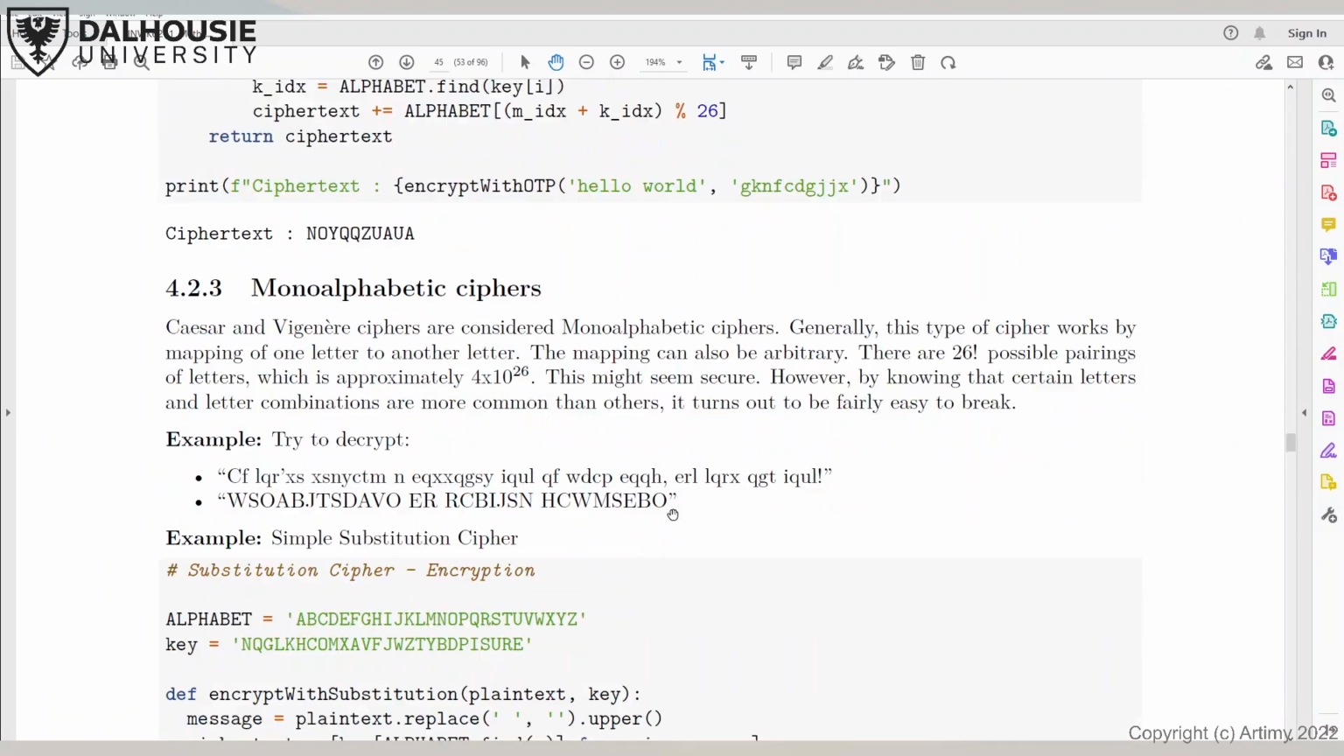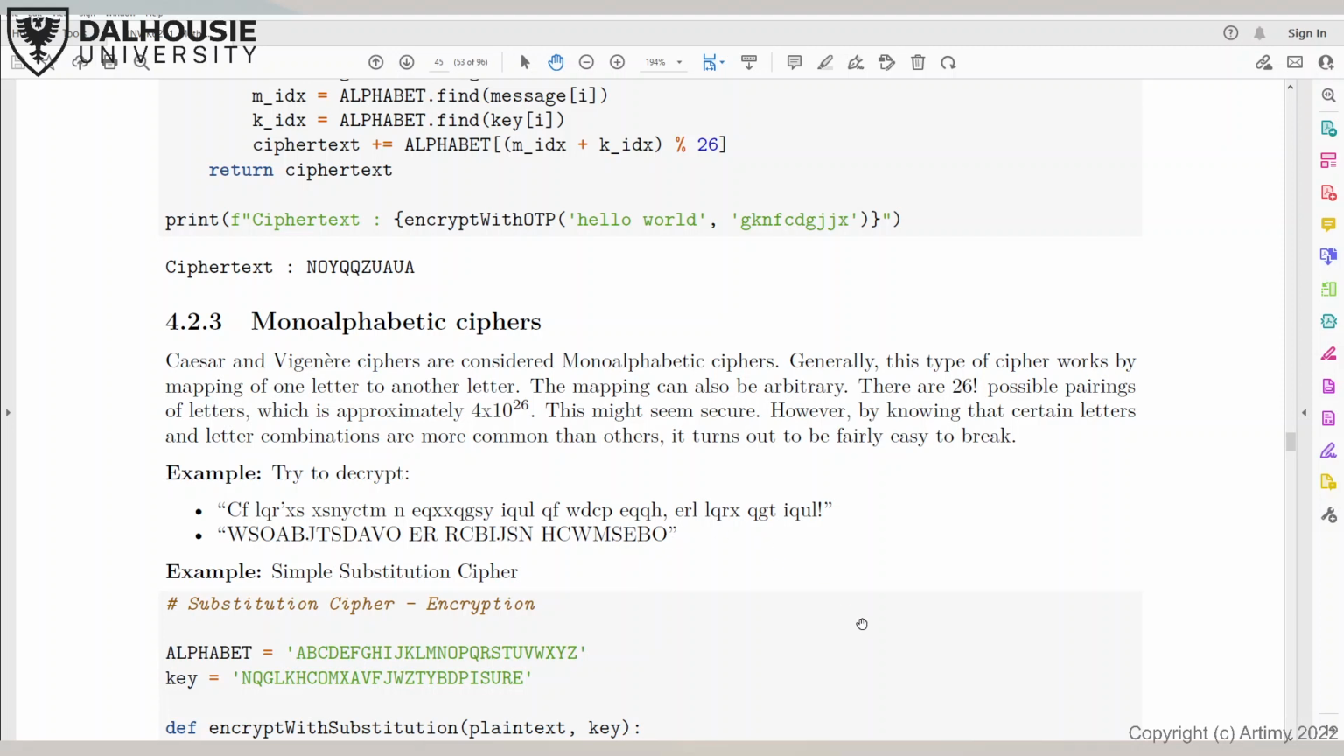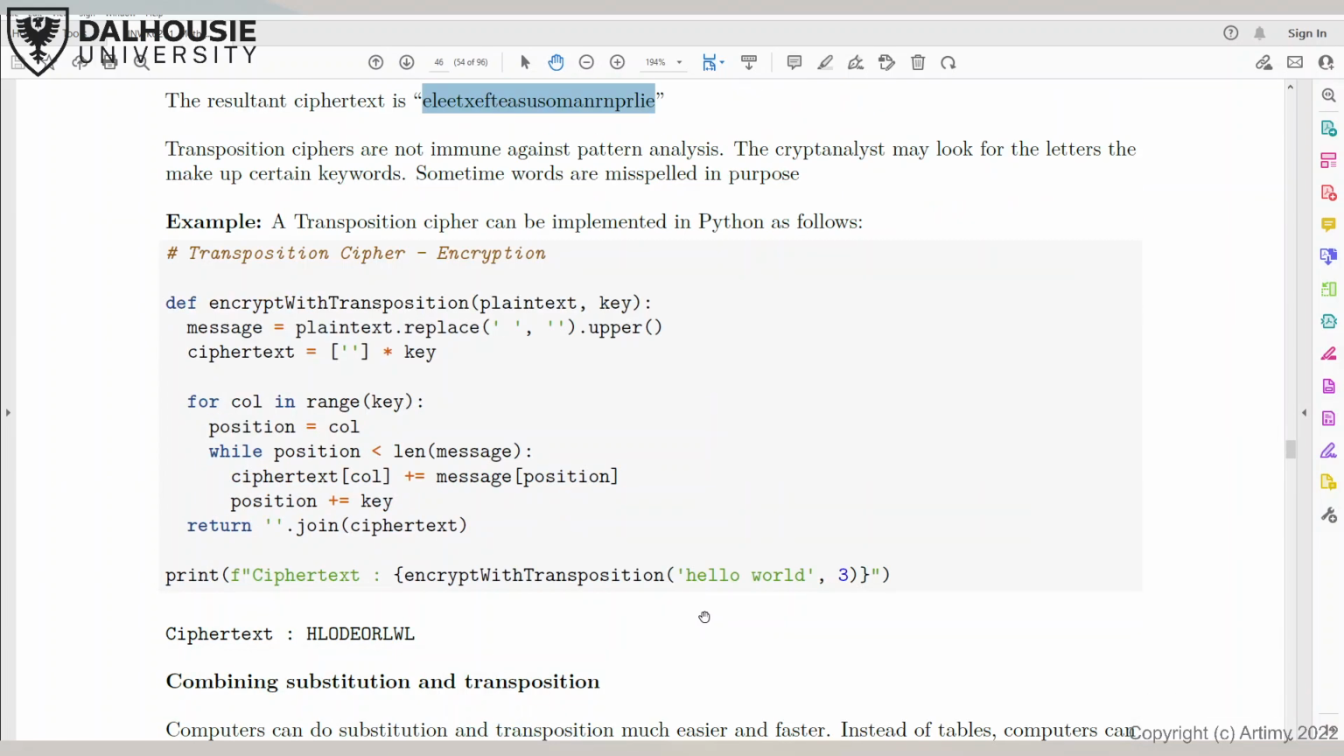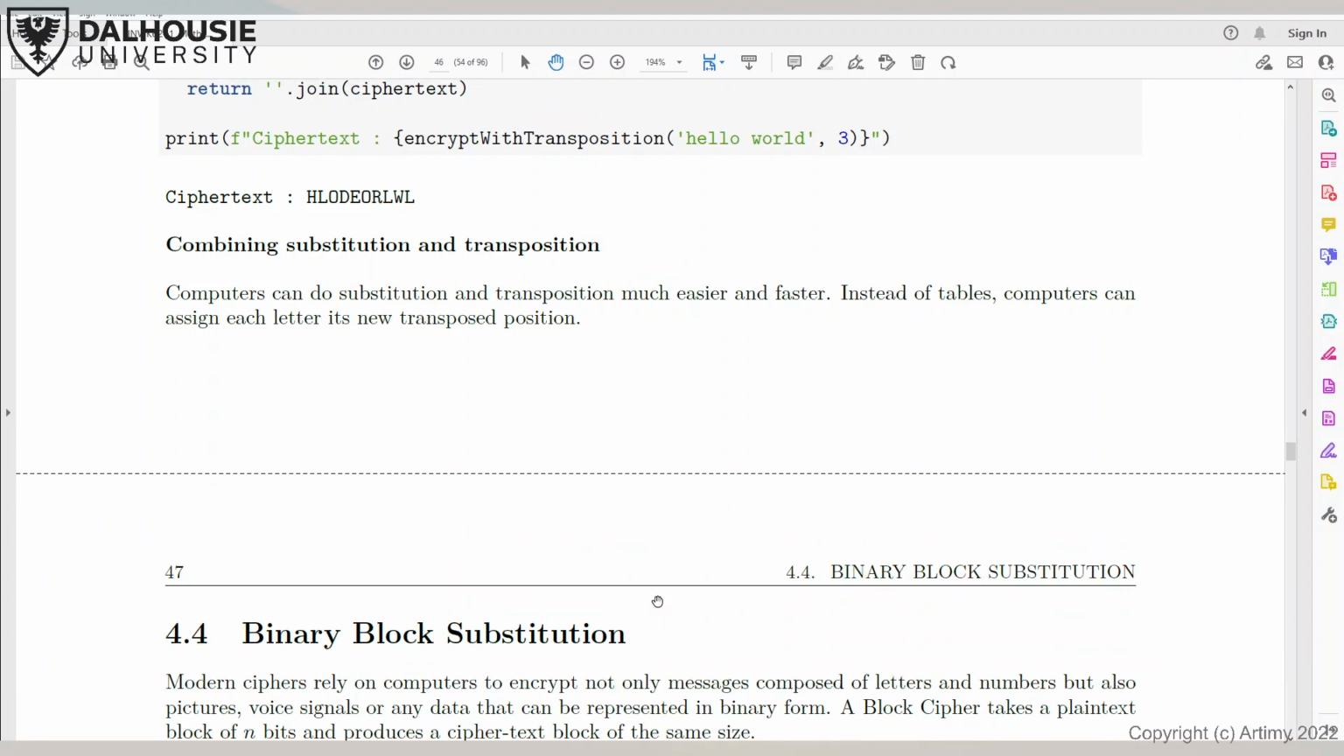Okay, so let's see if we missed anything here. Now I can be more clever and say, well, the substitution by itself is weak and can be vulnerable. The transposition can be weak and vulnerable. How about I combine the two? And this is actually what modern cryptography techniques do.